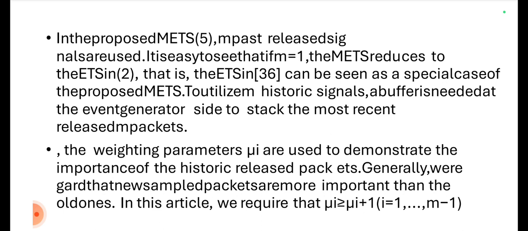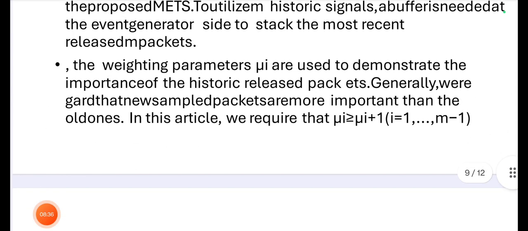The weighting parameters u_i are used to demonstrate the importance of the historic released packets. Generally, we regard that newly sampled packets are more important than the old ones. In this article, we require that u_i is greater than or equal to u_{i+1}, for i equal to 1 to m minus 1.